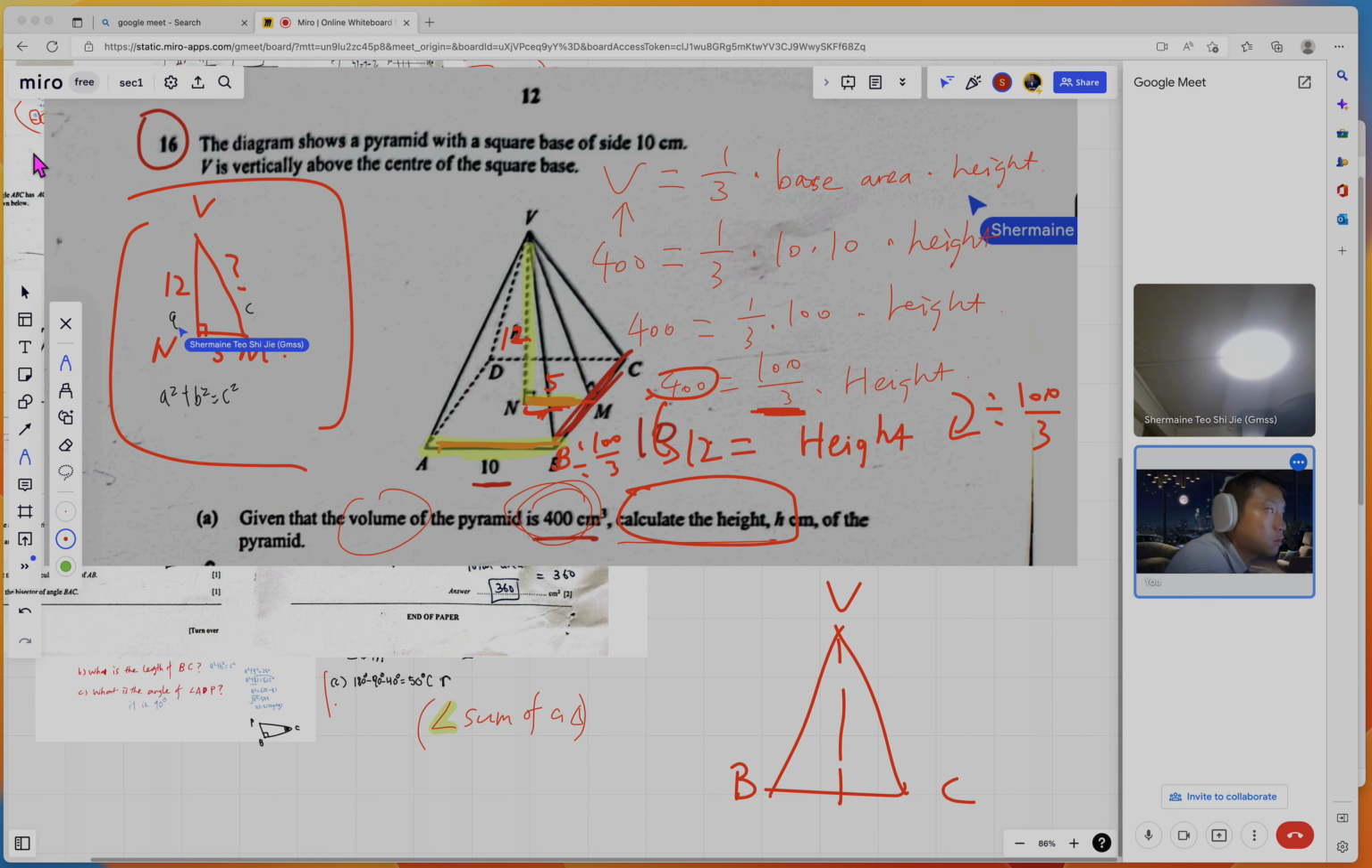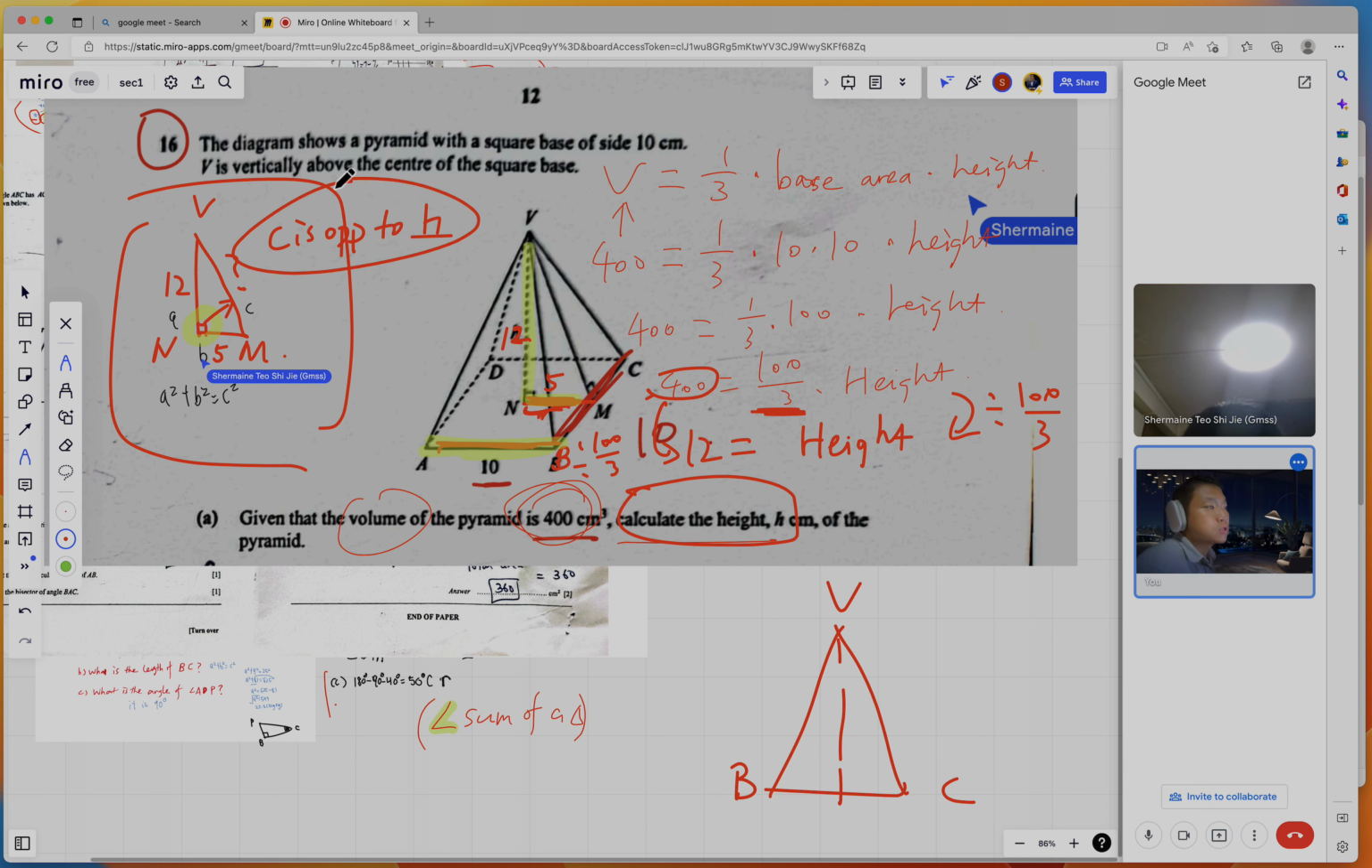Yes. Okay. So how do you identify the longer side? The longer side is always opposite to the right angle. So if you have the right angle here, the opposite side is always the C. So C is opposite to the right angle. Okay? So after that, then you can plug in ABC. Then you can get your VM already.